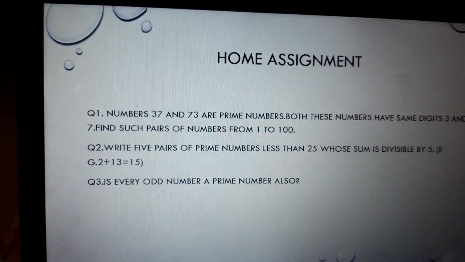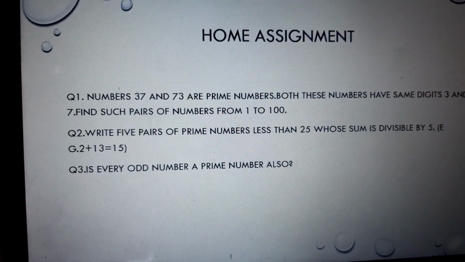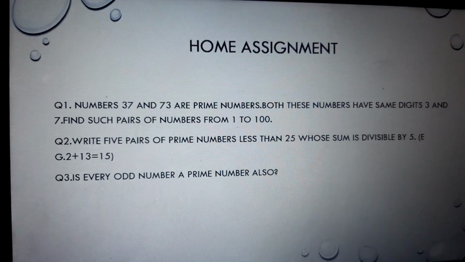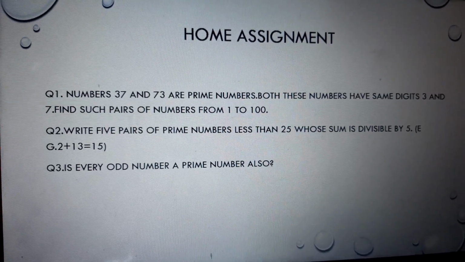Now your home assignment is question number 1. Numbers 37 and 73 are prime numbers. Both these numbers have same digits 3 and 7. Find such pair of numbers from 1 to 100.